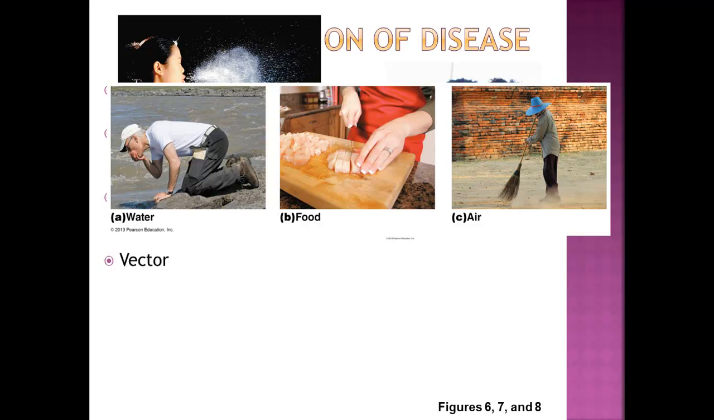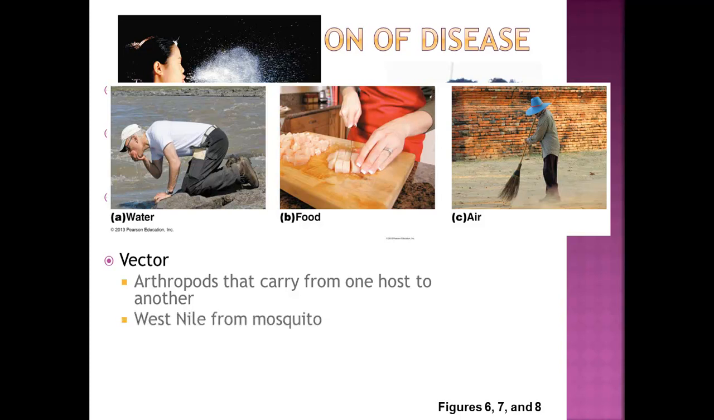Vector transmission involves arthropods. And arthropods, especially fleas, ticks, and mosquitoes, carry from one host to another. There are two types of transmission, mechanical versus biological. In mechanical transmission, the arthropod carries the pathogen on its feet.